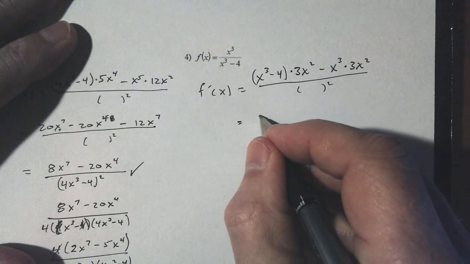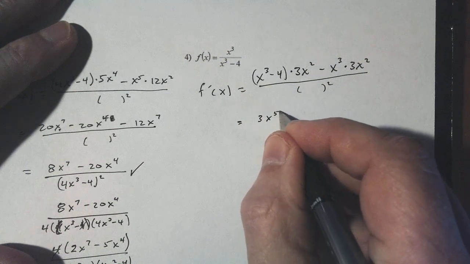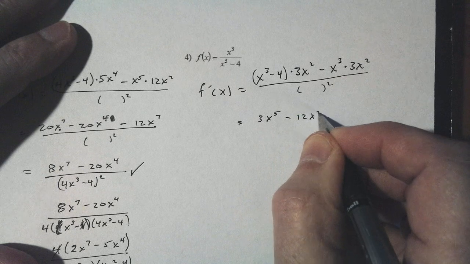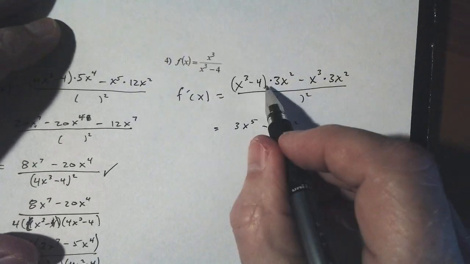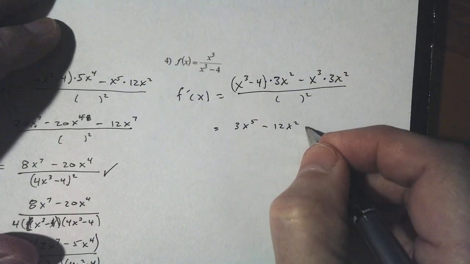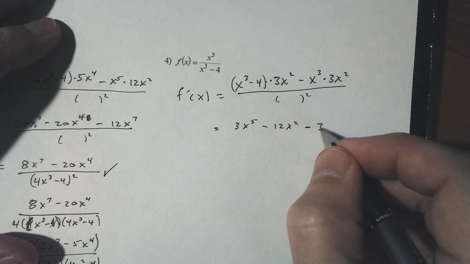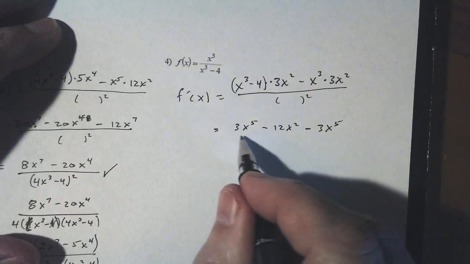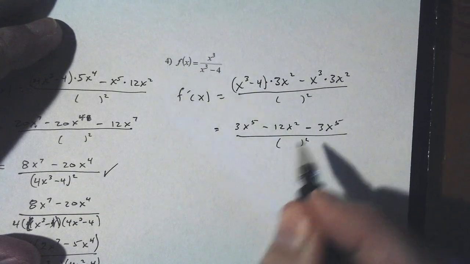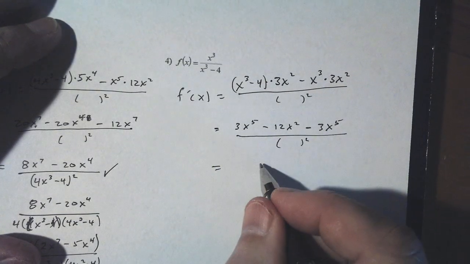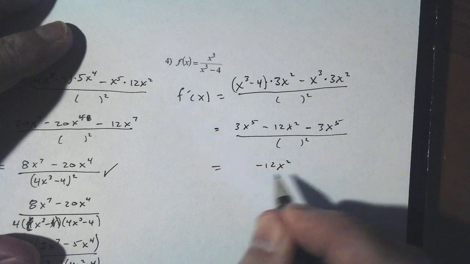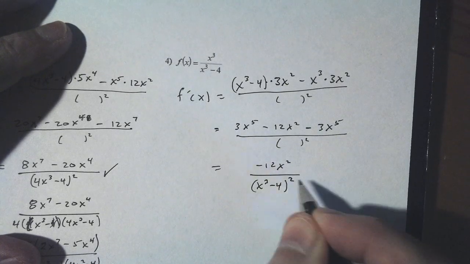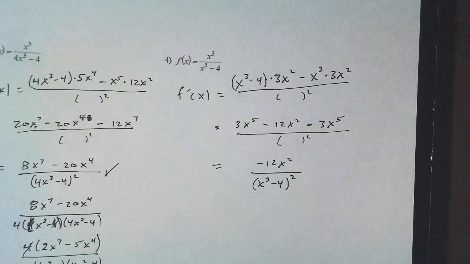Distribute: 3x to the 5th minus 12x squared minus 3x to the 5th, all on the square of the thing below. The x to the 5ths cancel. I get negative 12x squared on x cubed minus 4 quantity squared.